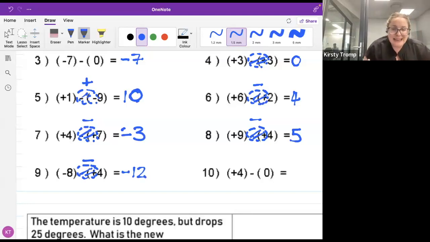All right. And again, they throw in a nice one in there for me. 4 minus 0. What's anything minus 0? It's itself. So 4.